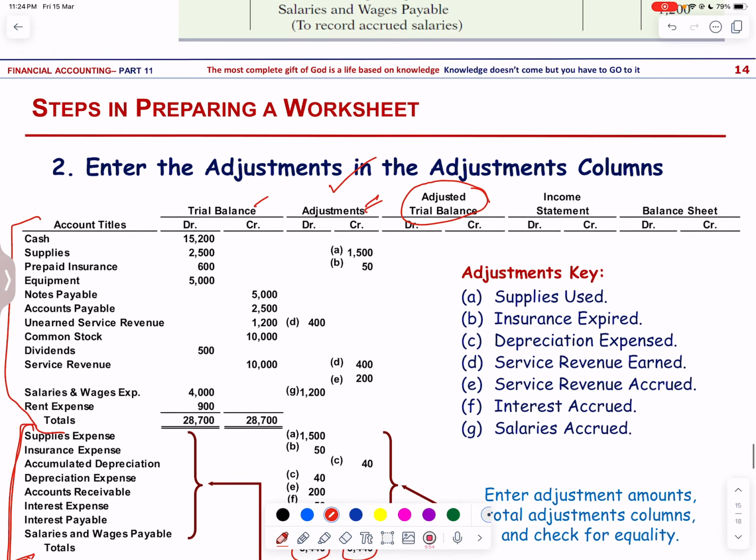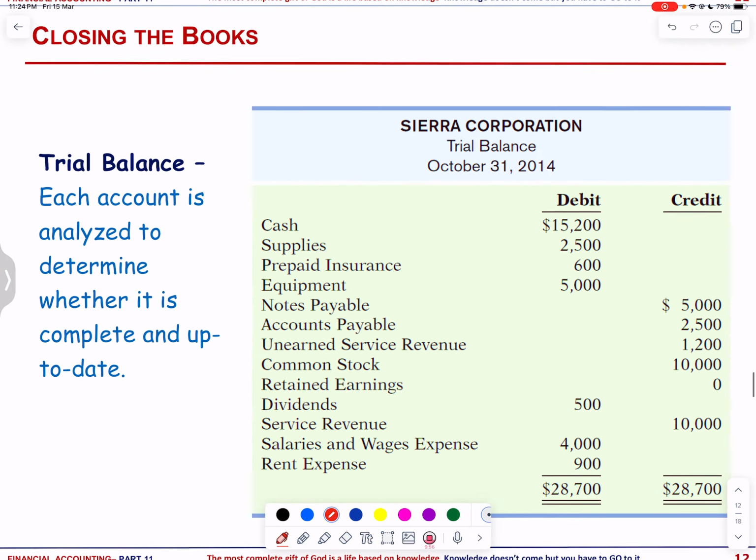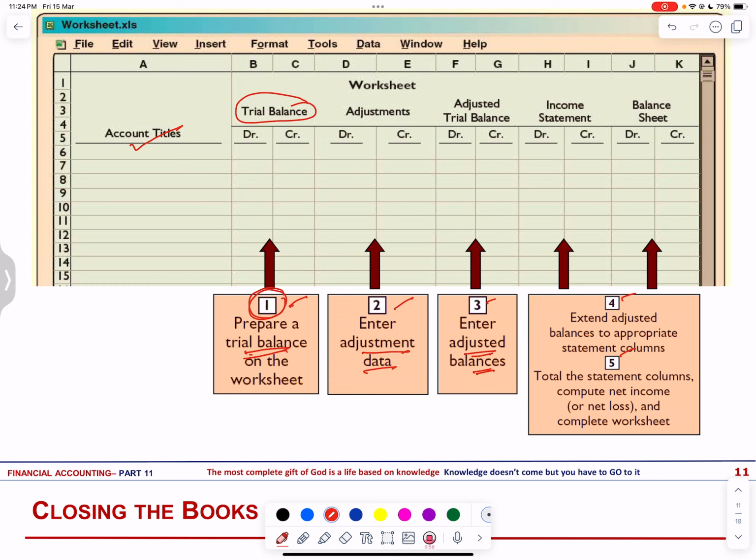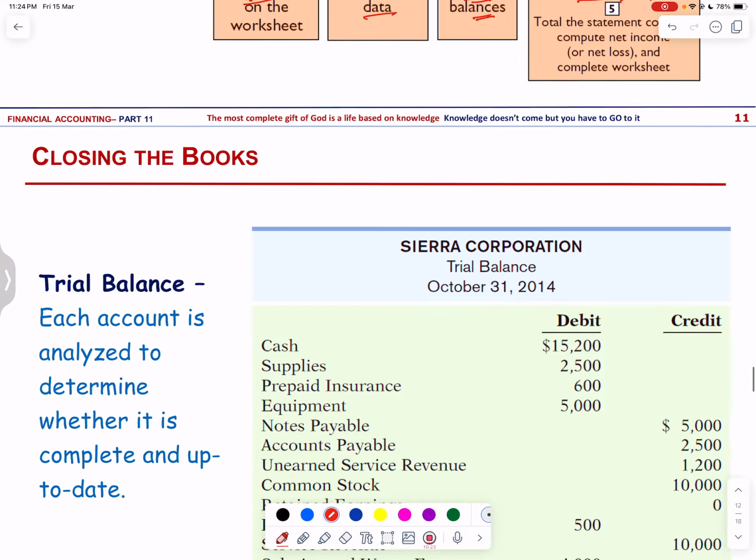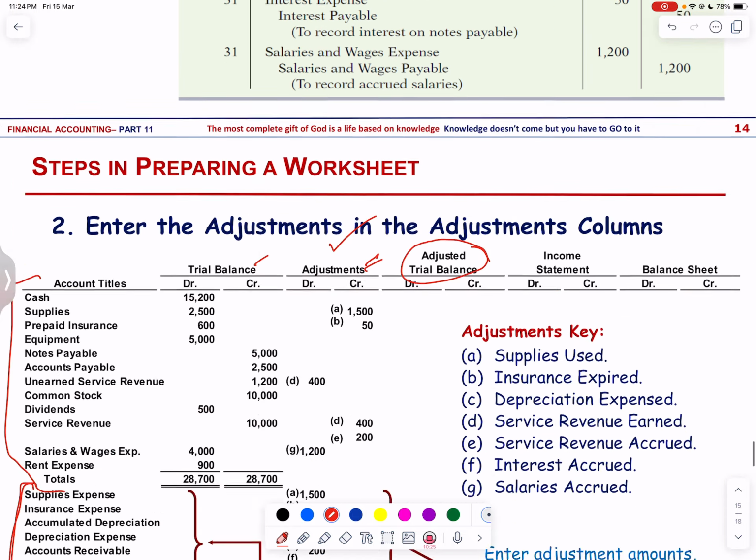Now once we have done the adjusted trial balance, the next step is to extend the adjusted balances to appropriate statement columns. So we have done the trial balance, we have done the adjustments, we have done the adjusted trial balance. And now the relevant information will be recorded in the two financial statements, income statement and the balance sheet. So let us see how we do that.